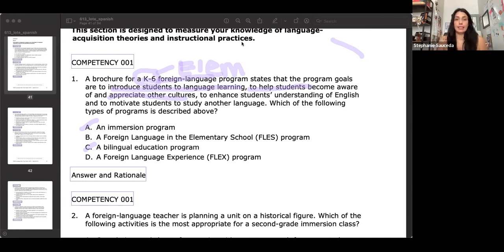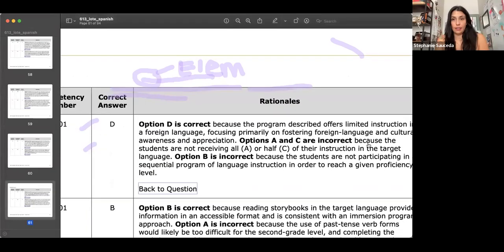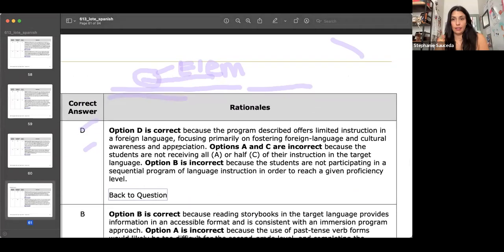Okay, let's see. D. Right. Yes. Because the program described offers limited instruction in foreign language, focusing primarily on fostering foreign language and cultural awareness and appreciation. So not direct instruction of acquiring the language, but getting them exposure to it and putting a focal point on foreign language and different cultures and whatnot. So that was the FLEX. Let me see. It doesn't say what else.